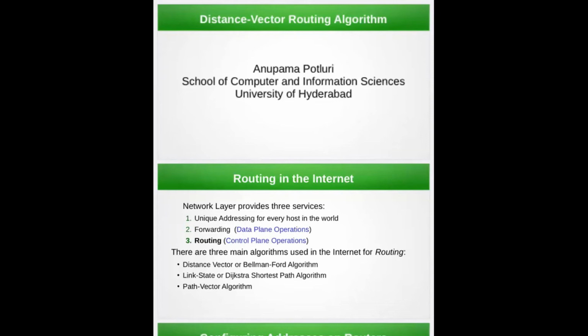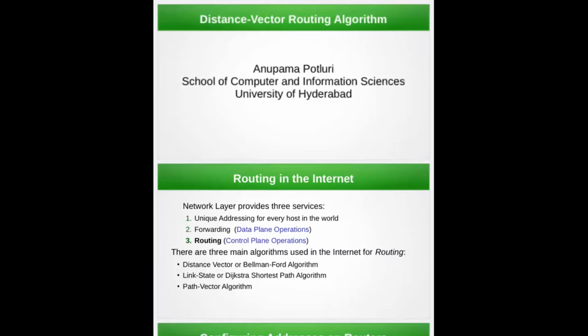So this is the third service provided by the internet protocol. Routing, as it is called, is the discovery of the path, and it's also called control plane operations. So in future, if somebody says control plane, data plane in the networks, you should be able to start thinking about them in a more meaningful fashion.